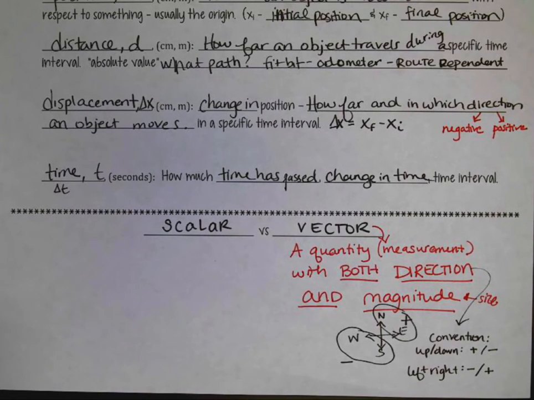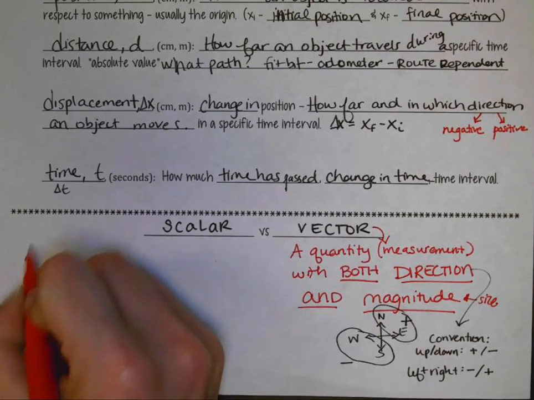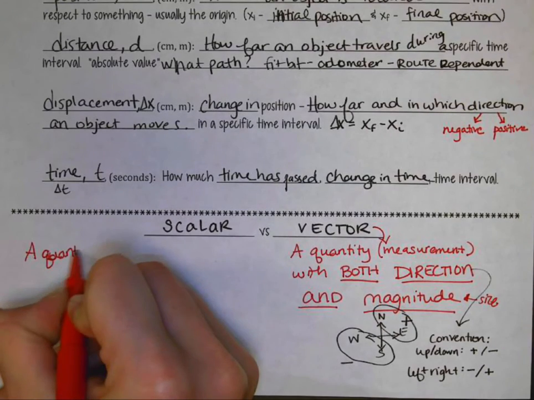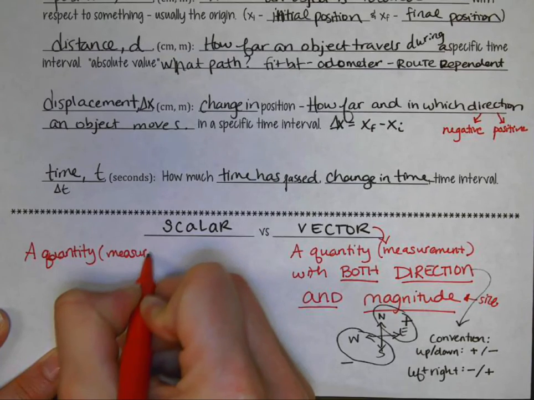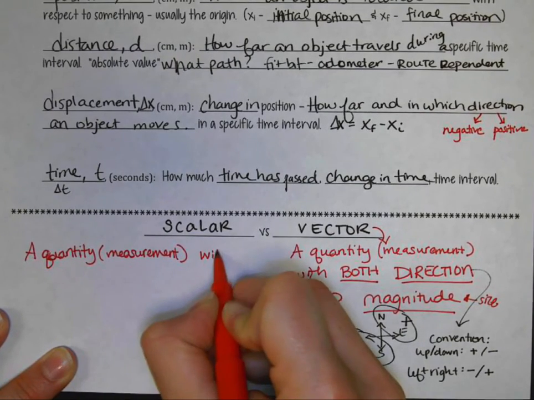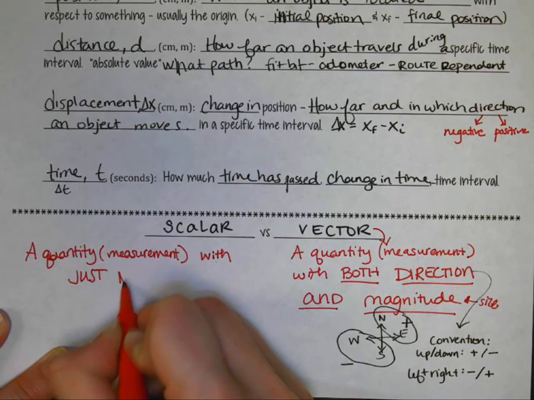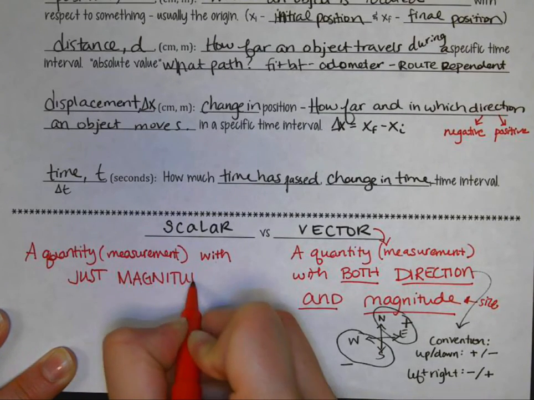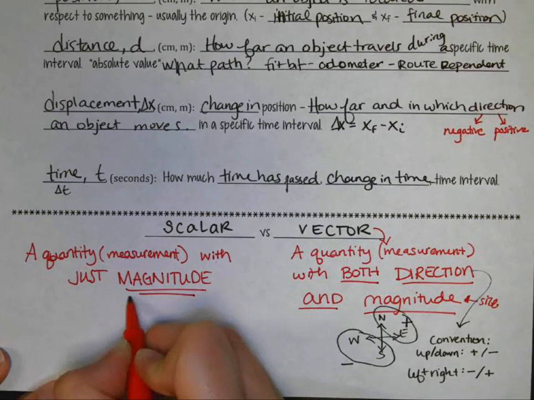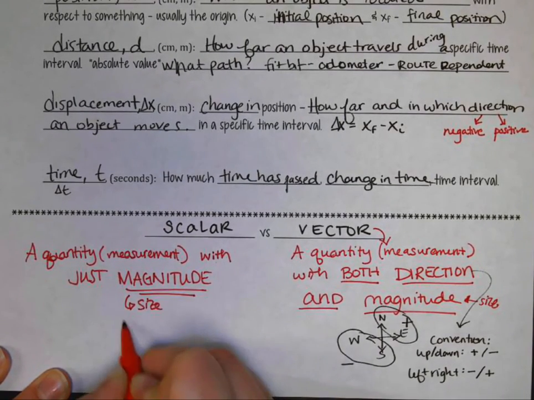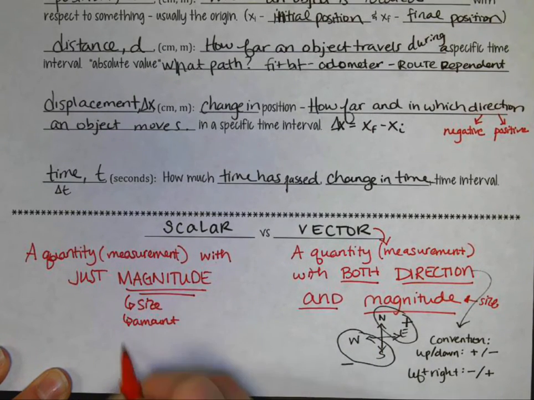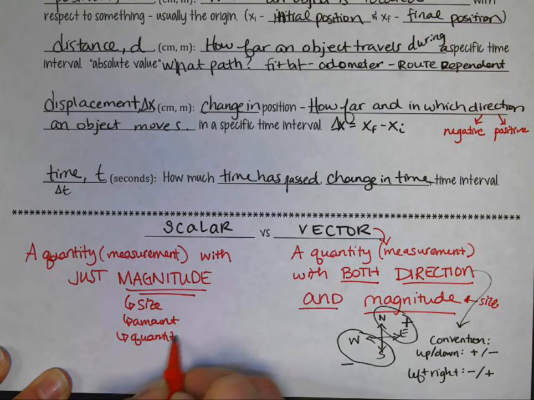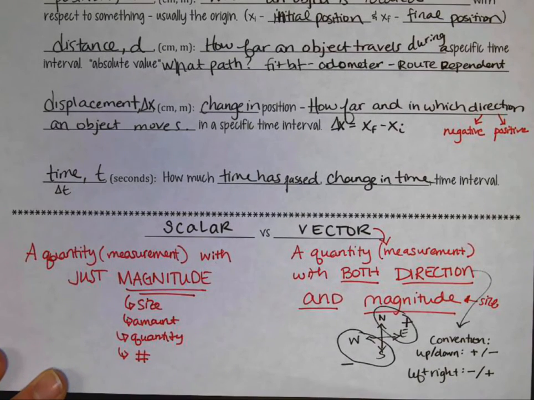The scalar, more probably common in what we've been talking about in the past years of science, when you're measuring mass or something like that, you're just measuring a magnitude. So this is a quantity. And again, in our case, we talk more about measurements with just magnitude. And again, magnitude means like the size or amount or the quantity, which I already said, or the number. Really, it's the number that you're looking at.